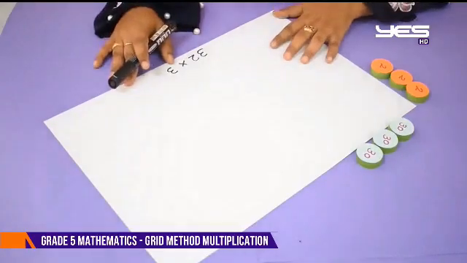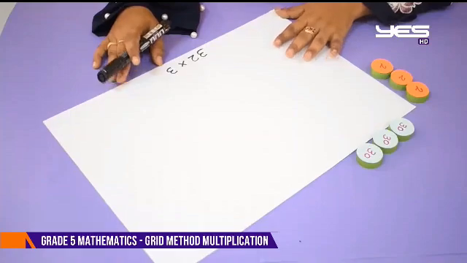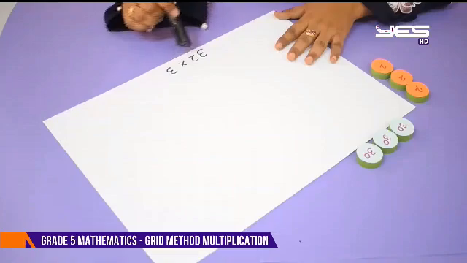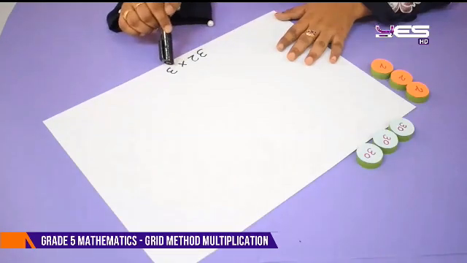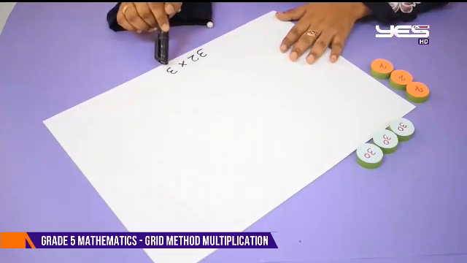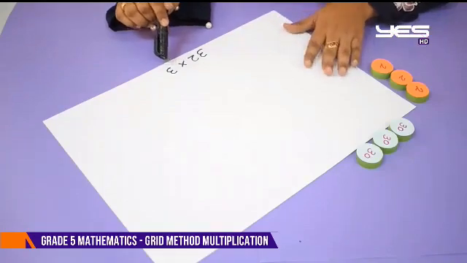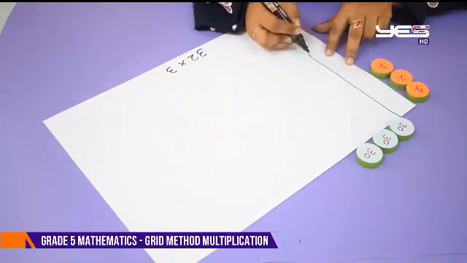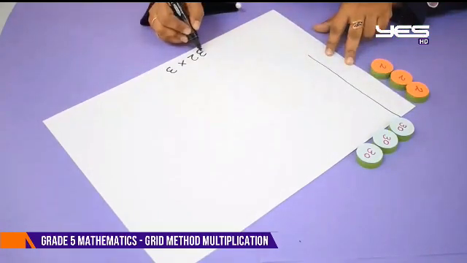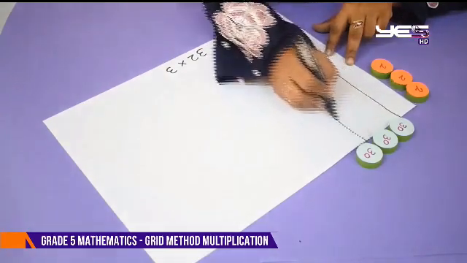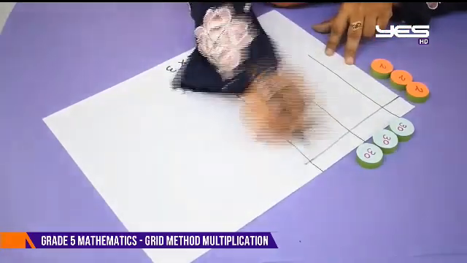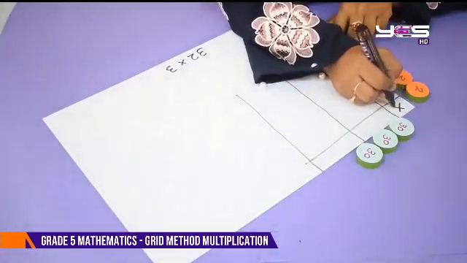Okay children, now I will show you how we can do grid method multiplication by using counters. So we will be multiplying this 32 by 3, okay? So the very first step that you need to follow is to draw the grid. So I will draw the grid here. I will draw two more columns since our multiplier is of a two-digit number, okay? I will put the multiplication sign here.